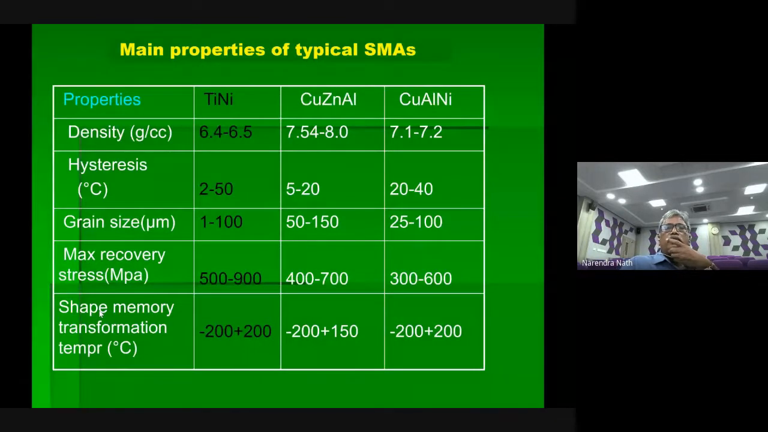So here there are some typical properties you can see. With copper based and nickel, so this is titanium nickel. You can see the density is very good, and you can see hysteresis. Hysteresis is nothing but this. Suppose start to end. So this much hysteresis is there.